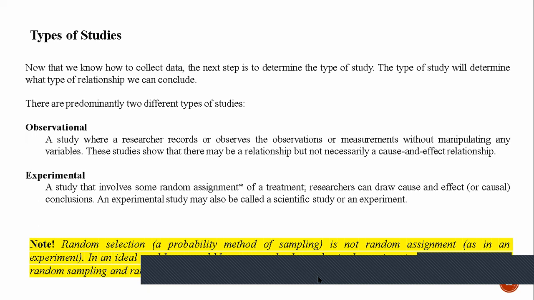Because we just look at a glance in an observational one. But for the experimental one, a study that involves some random assignment of a treatment, researchers can draw cause and effect or causal conclusions. An experimental study may also be called a scientific study or an experiment.